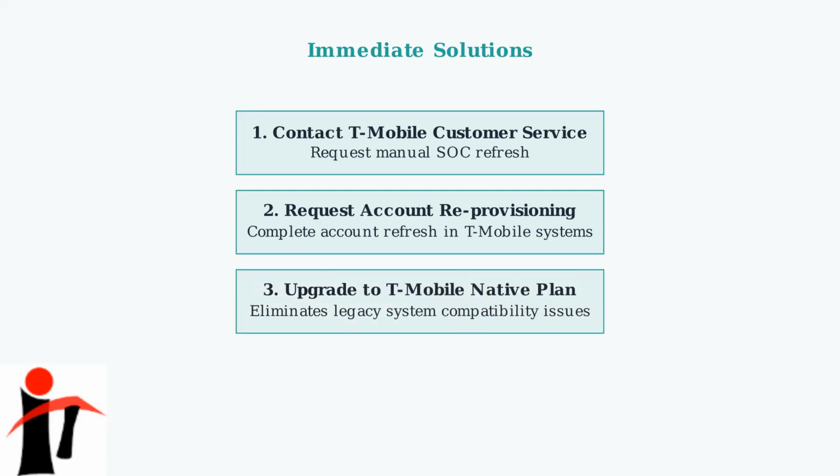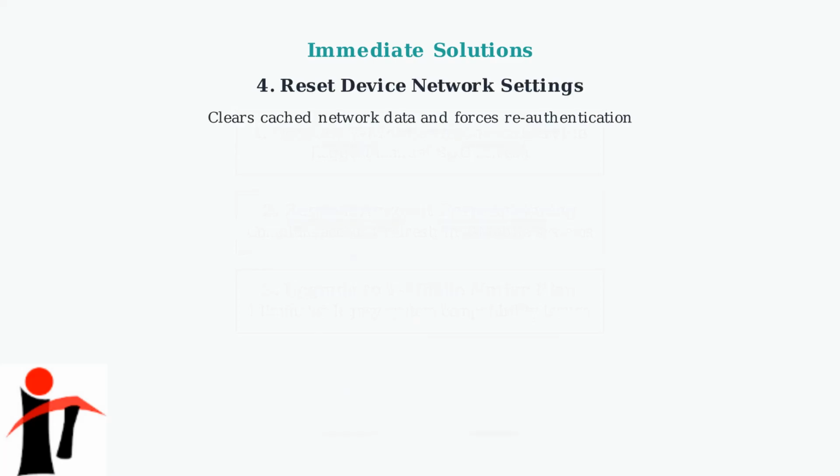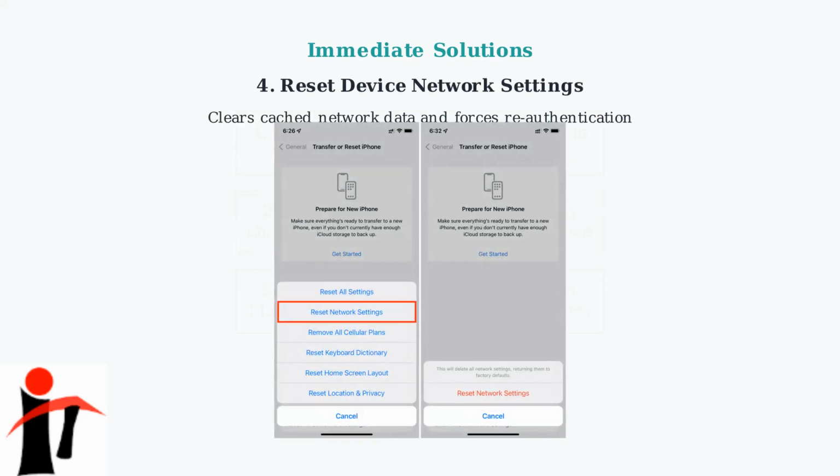Third, consider upgrading to a T-Mobile native plan. Since these plans use T-Mobile's current SOC coding system, they eliminate compatibility issues entirely. Finally, try resetting your device's network settings. This clears cached network authentication data and forces your device to reestablish its connection with updated SOC information. These immediate solutions address the most common causes of error 213. Most customers find success with customer service assistance or account reprovisioning. If these steps don't resolve your issue, the problem may require more advanced troubleshooting from T-Mobile's technical support team.